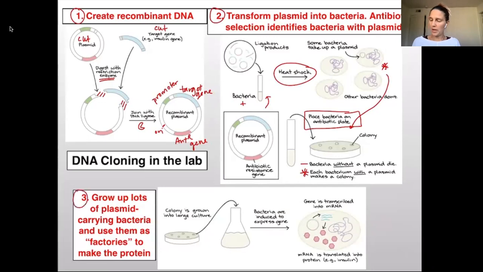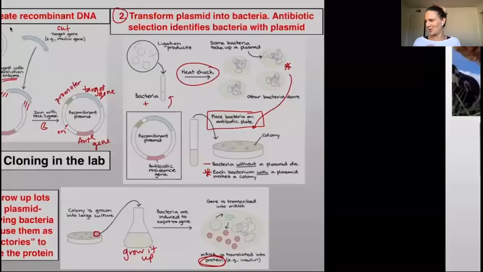Right? We can then grow up lots of that plasmid. So we can take a little colony, they're called colonies, of bacteria, grow it up, and then we can study either the gene, like the DNA, or we can study the protein. We can have that in the lab, we can make protein. We can transcribe and translate that plasmid to make the gene of interest or make the protein of interest, all right?